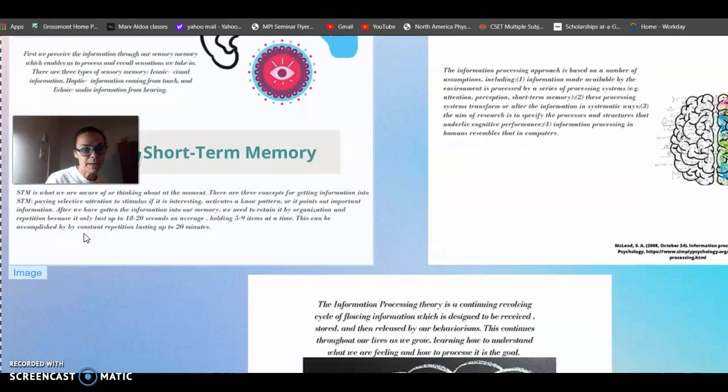Now, short-term memory is where we're aware of what we're thinking at the moment, and there are three concepts for getting information into short-term memory. That's like paying attention to a stimulus if it's interesting, seeing a pattern, or if it's an important point that we point out. We don't want to forget this information, but it usually only lasts around 18 to 20 seconds on average, because we can hold around 5 to 9 items at a time.